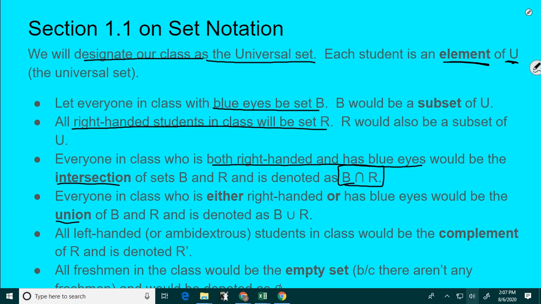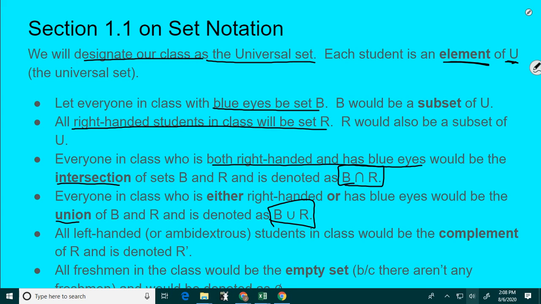Next thing I want to talk about is union. Now I want to think about everybody in this class who is either right-handed or has blue eyes. We call that the union. Everybody right-handed is part of the group, and anybody with blue eyes is part of the group also. They don't have to have both now, it's just one or the other, or it still could be the people with both. We call that the union. We use basically a big U to represent that. We say B union R.